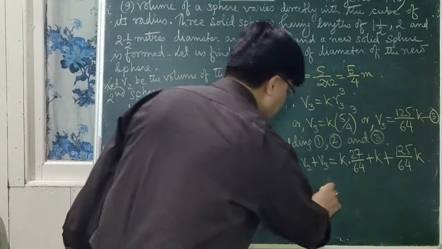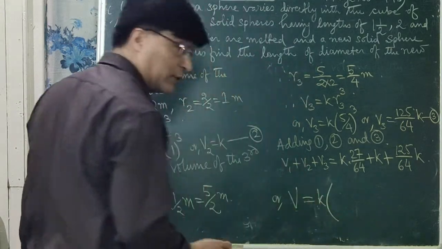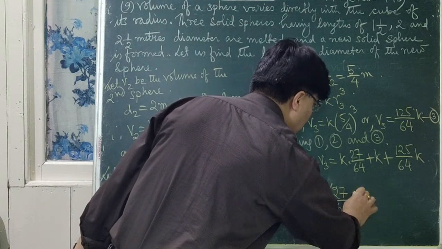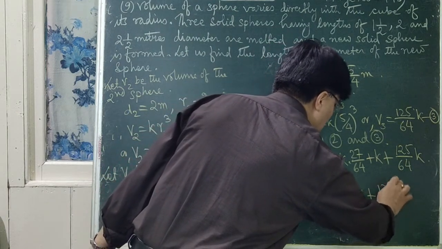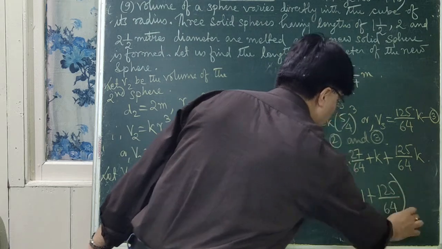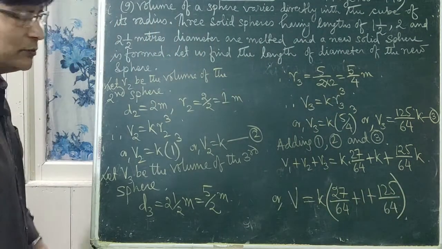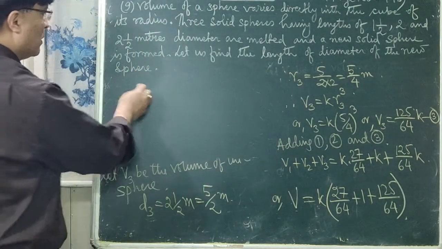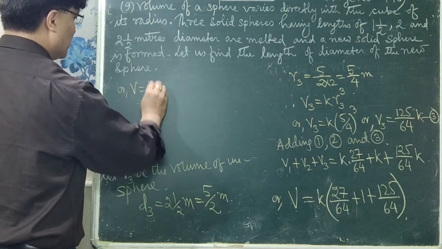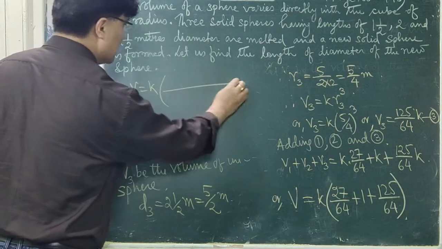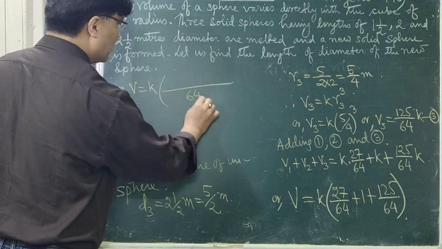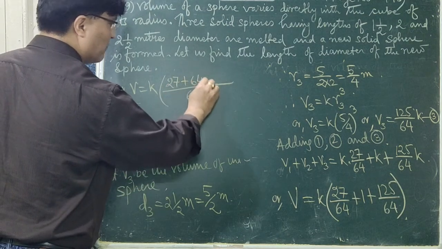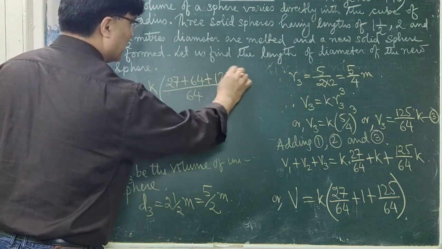So let us simplify this right hand side. K is constant or common. K is common here. 27 by 64 plus 1 plus 125 by 64. Is that clear to all of you? So now next, what will you do? Or V is equal to K into, what's the LCM out here? It is 64, right? 64 is the LCM. 27 plus, you know how to simplify, 64 plus 125.